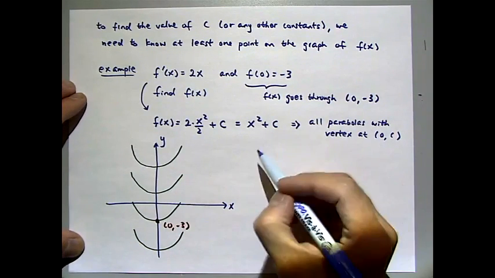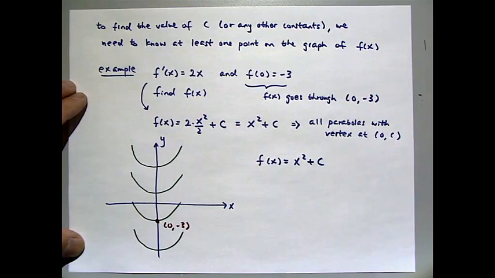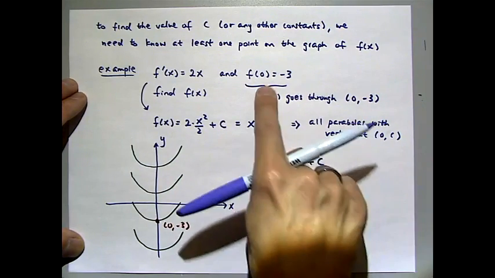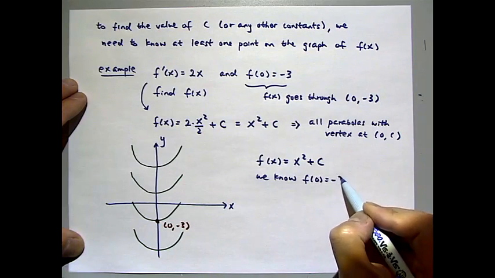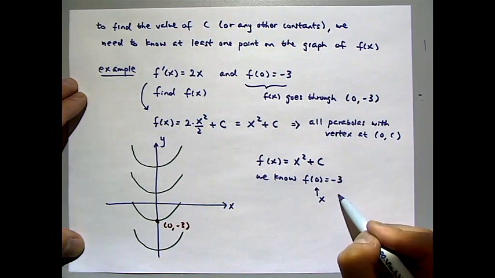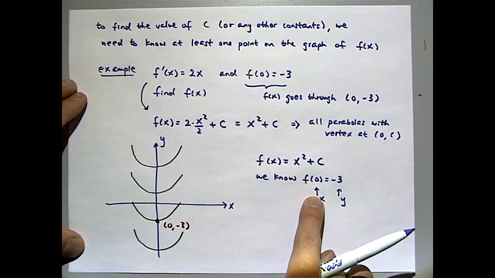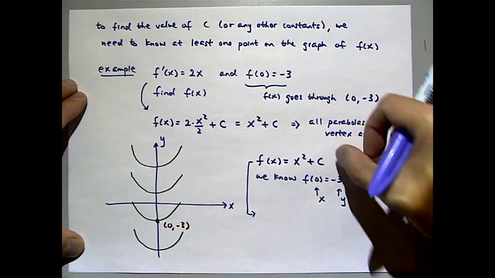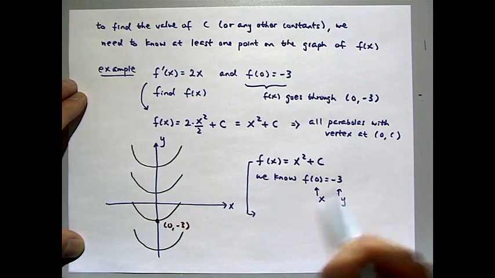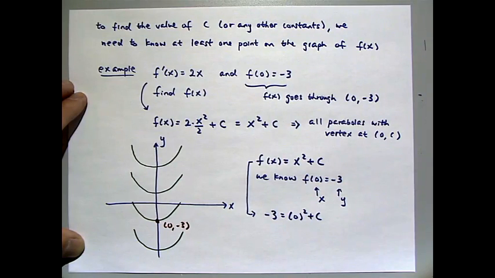So anyway, here we have this. We also know this one point. So that means when x is equal to 0, y is equal to minus 3. Substituting that information into here, we get minus 3 is equal to 0 squared plus c. Well, all that says is that minus 3 is equal to c, right?